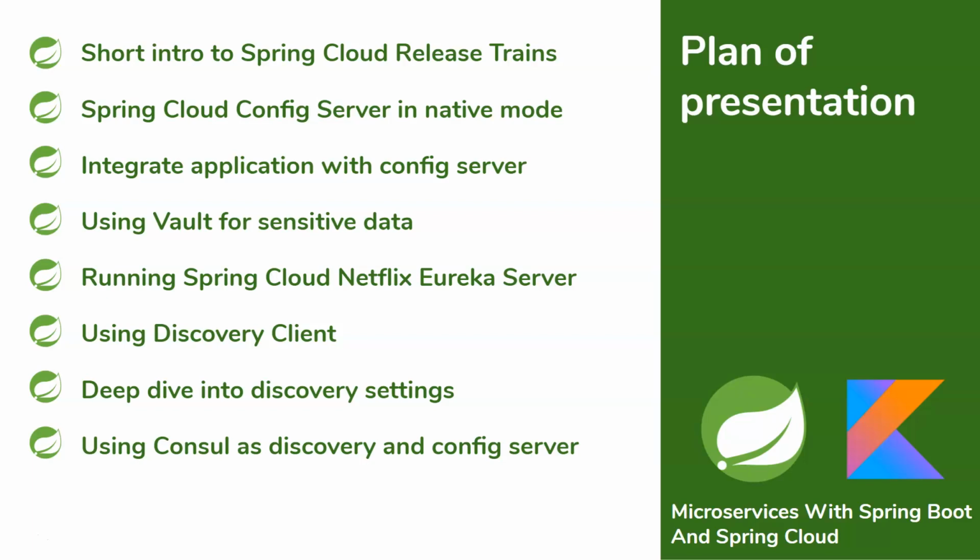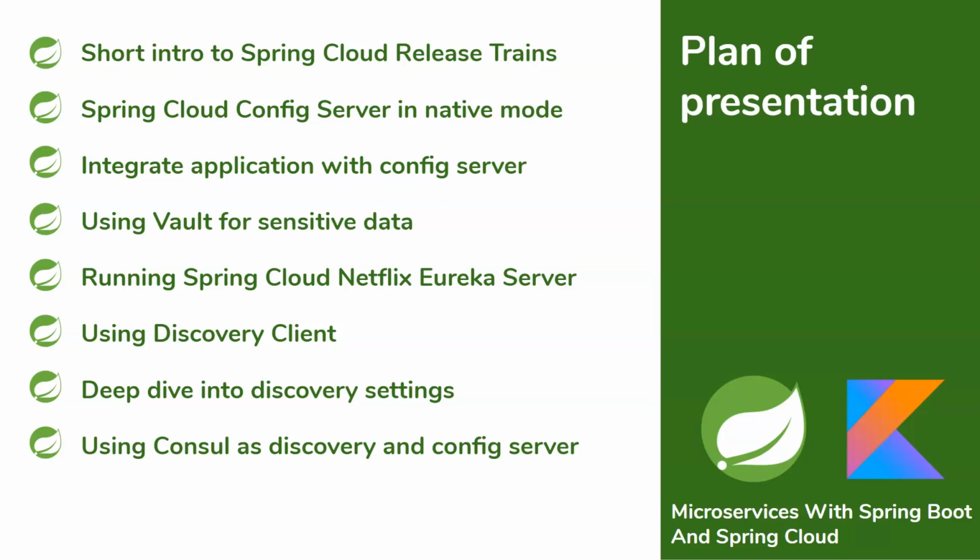For naming these trains, Spring Cloud uses the names of London tube stations. That's why the first release name was Angel, the second was Brixton. The current newest release train is Hoxton, and we'll use it for our sample source code. After this short introduction to releasing, we'll proceed to running Spring Cloud config server.